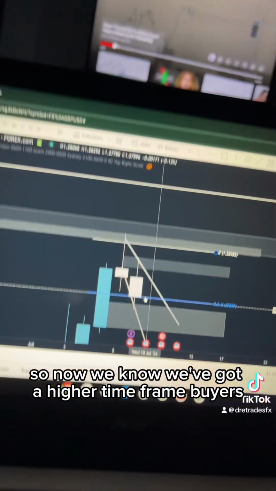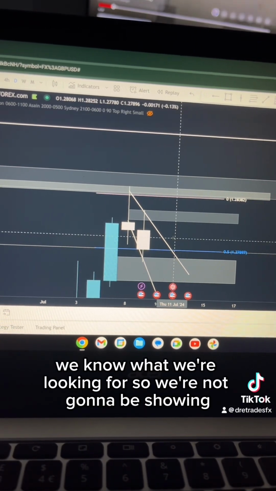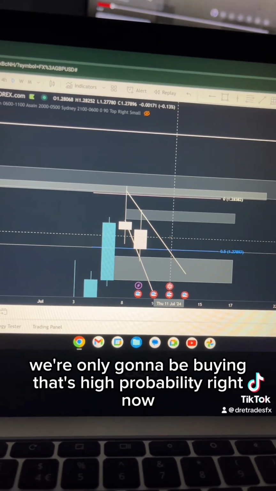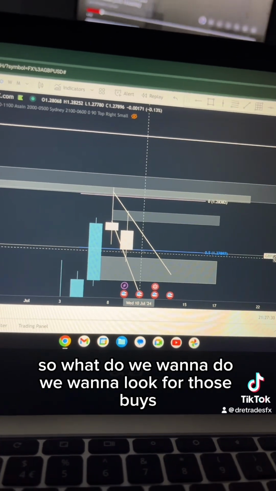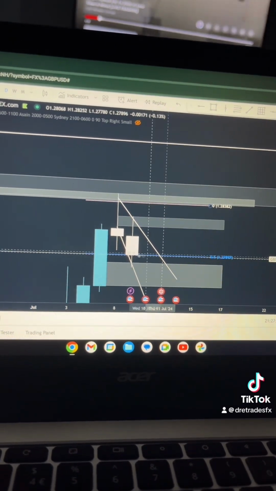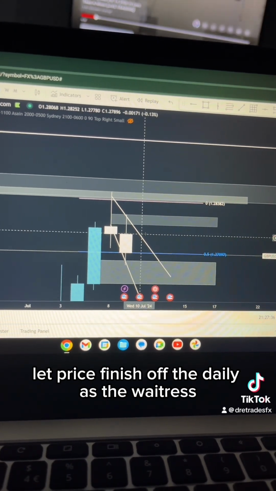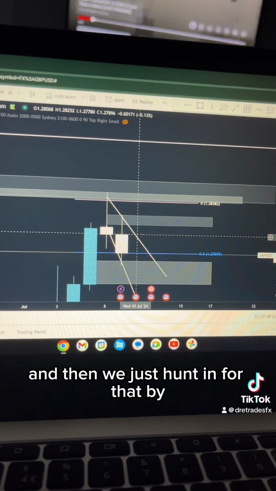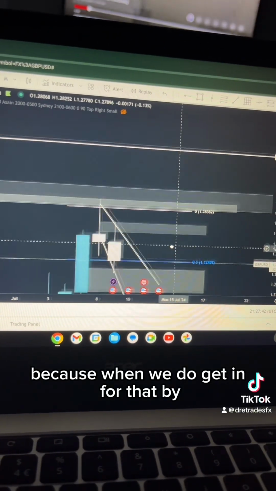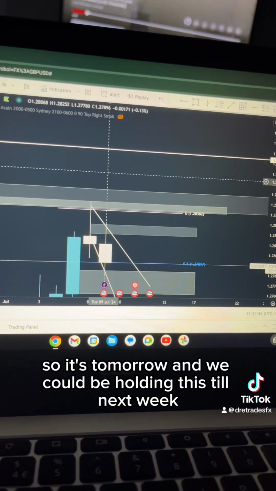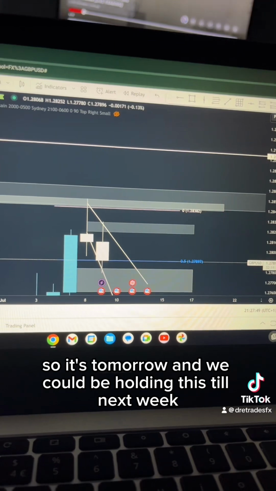So now we know we've got our higher time frame bias. We know what we're looking for, so we're not going to be shorting. We're only going to be buying. That's high probability right now. So what do we want to do? We want to look for those buys, let price finish off the daily retrace, and then we're just hunting for that buy. Because when we do get in for that buy, say it's tomorrow, we could be holding this till next week.